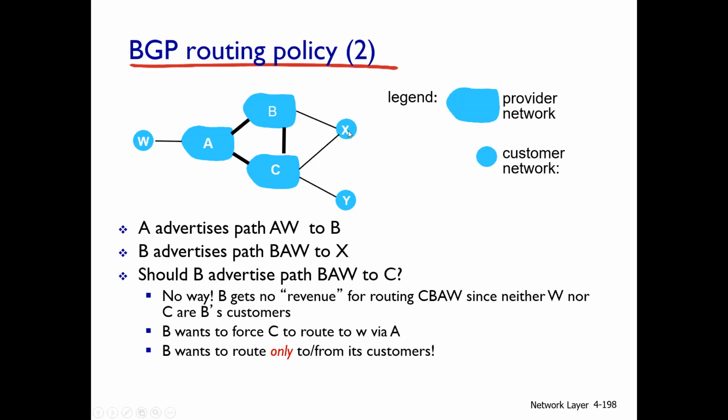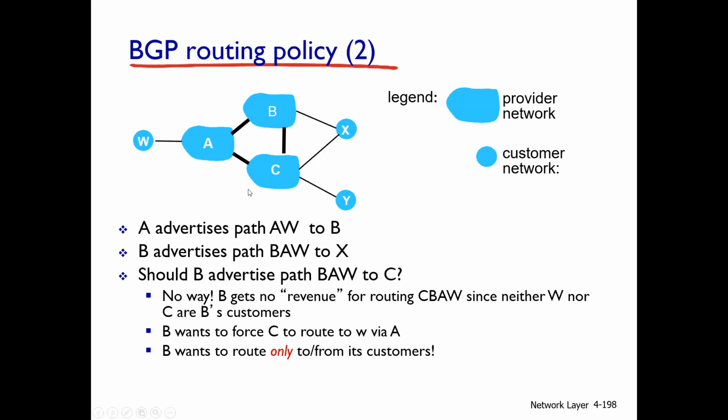So if customer X wants to connect to customer W, or to a network customer that is here or connected with it, then provider B will get money from X for all of that traffic over here. You'll get revenue out of that, okay?